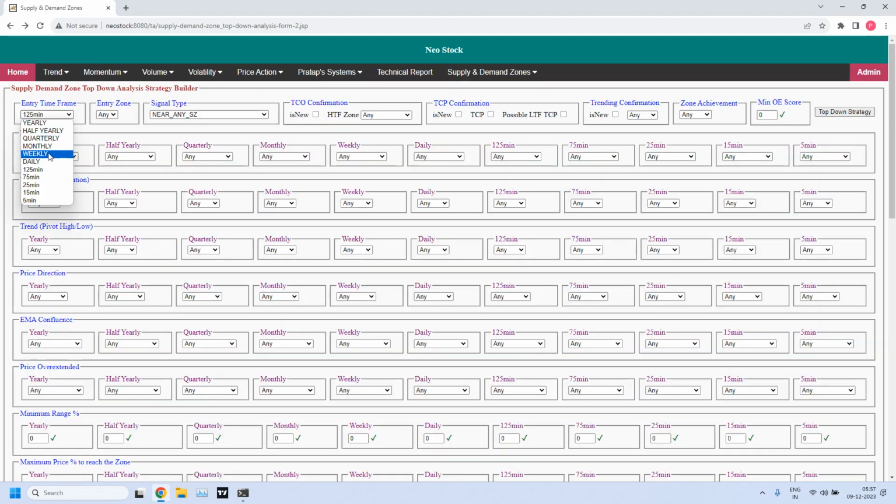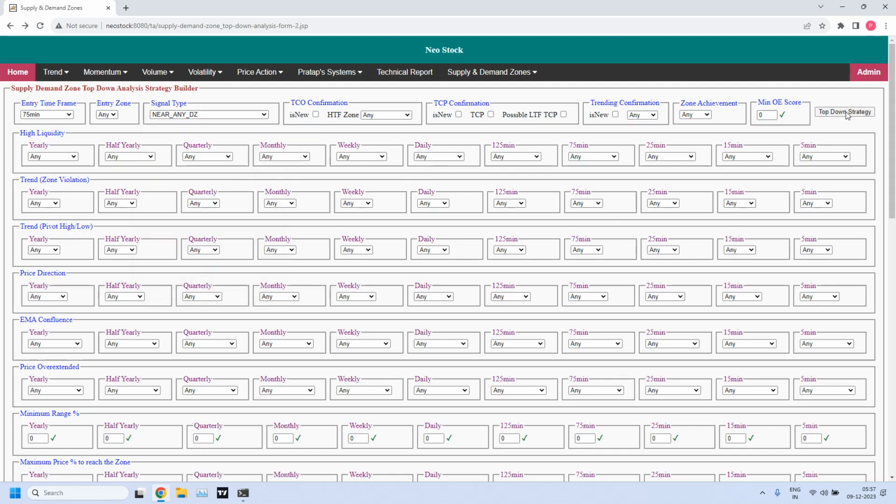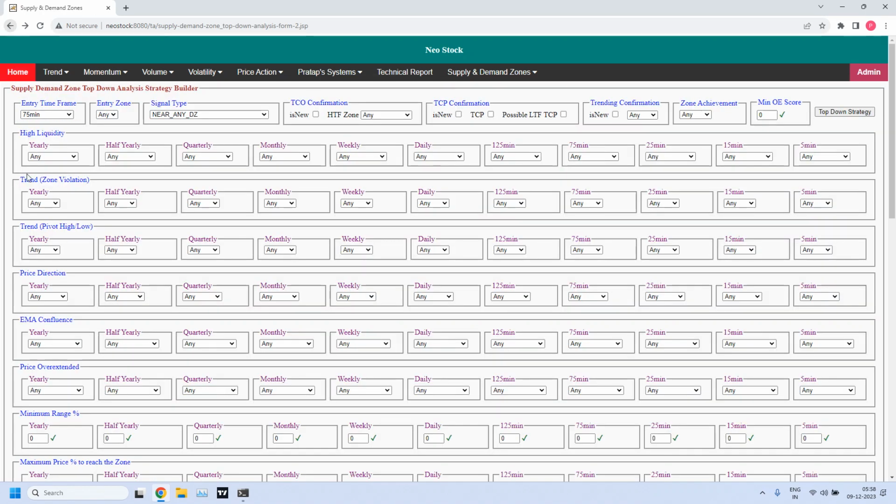Now let us generate stocks near demand and supply zones for 75 minutes time frame. Entry time frame is 75 minutes. Let us find the stocks near 75 minutes demand zone. So 9 stocks are near 75 minutes demand zone. Any high liquidity zones? No high liquidity demand zones identified from this list. Let's go back.